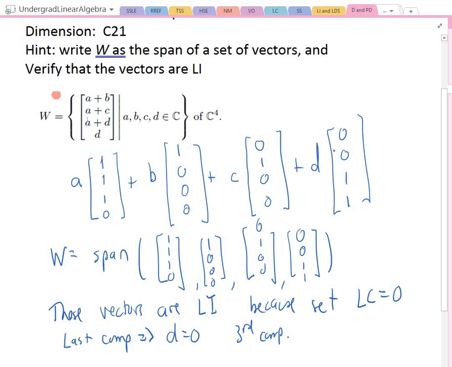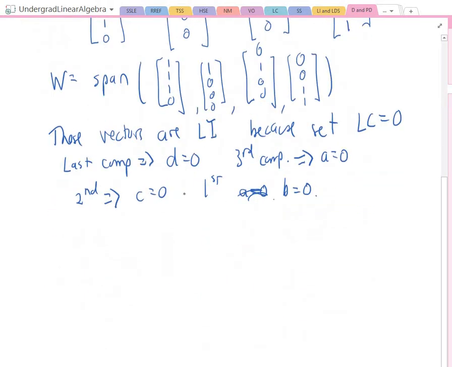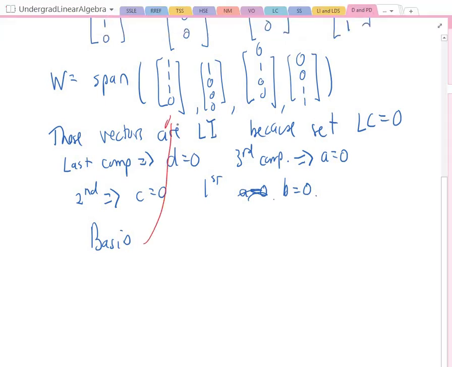So that means then the third component will then give me A plus D equals 0, but D is already 0, so A must be 0. Once you have D equals 0, A equals 0, then the second component tells me that C equals 0, and then the first component tells me that B equals 0, sorry. All right, so I can read off that these are a basis. So the basis is just this set up here. I'm lazy, so I'm not going to draw it again.